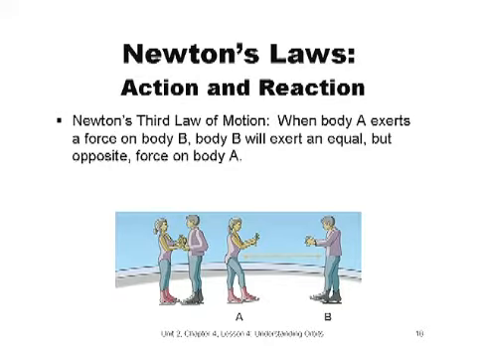This is a great example of Newton's third law of motion. When body A exerts force on body B, body B will exert an equal but opposite force on body A. If the skaters start at rest and the first one pushes against the second, they'll both go backward. The first skater applied an action, which was pushing, and received an equal but opposite reaction.